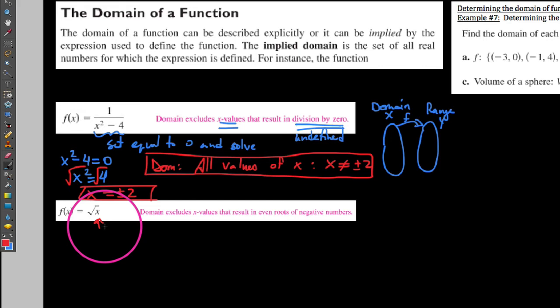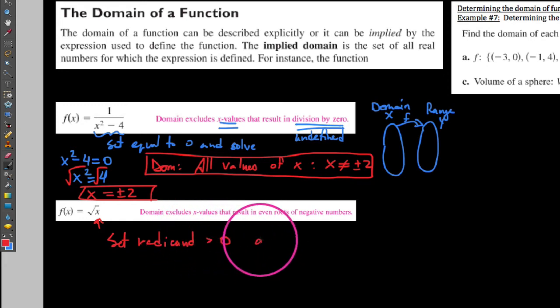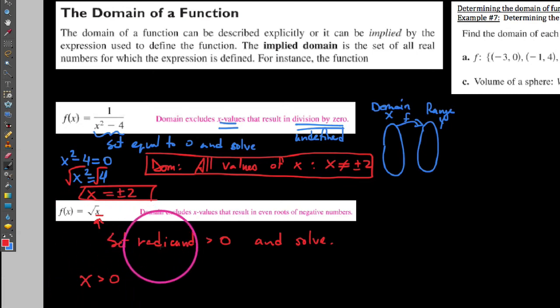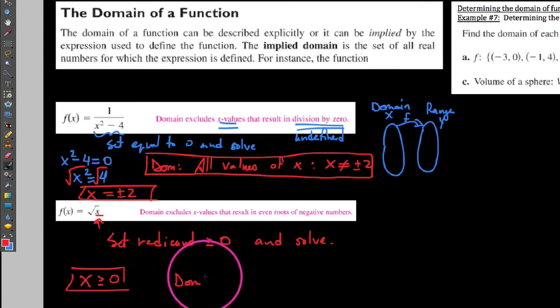And so the way this works is this. We're going to take the radicand, the inside stuff on a radical, set it greater than or equal to 0 and solve. So we're going to take everything that's in here, in this case x, and say greater than or equal to 0. It can be equal to 0. We're going to solve this for x, and the neat thing about this is it's already solved. And so we're going to say the domain then is all x values, all x greater than or equal to 0.